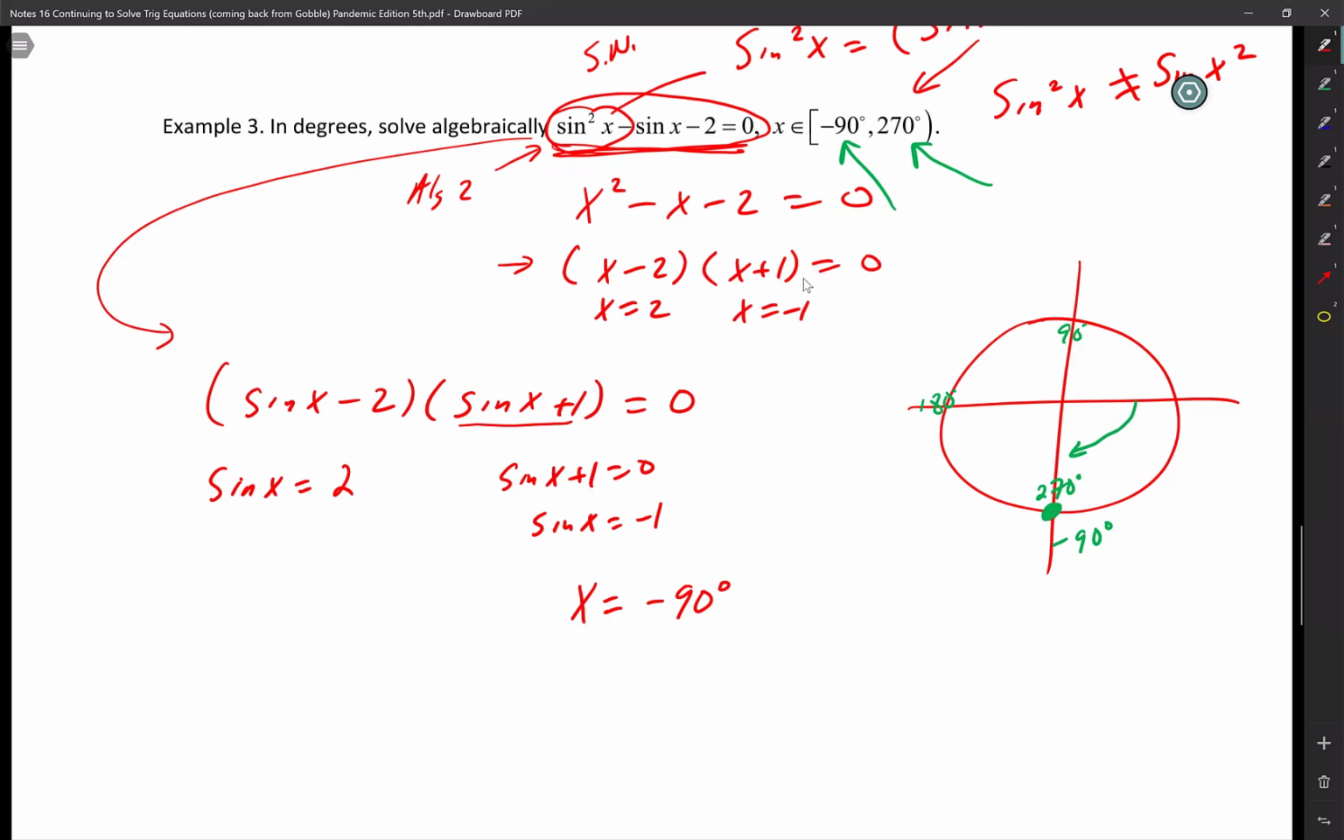Now, by the way, this is not possible because sine x is always between negative 1 and 1. The smallest that sine x can be on the unit circle is negative 1. The biggest that sine x can be on the unit circle is 1.